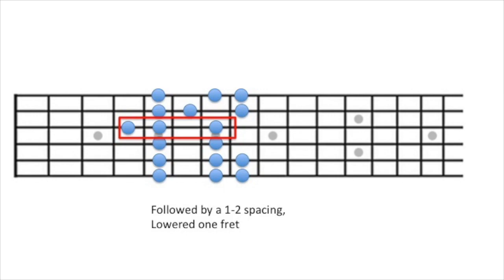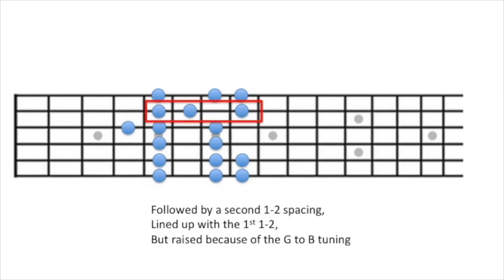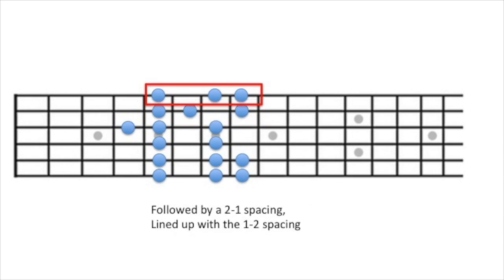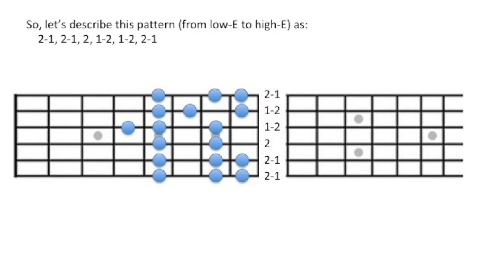After a 2, we always have a 1-2, which is started lower by 1 fret. This is always followed by a second 1-2, which is aligned to the previous 1-2. In this case, we have to raise the 1-2 spacing because of the tuning between the G and B strings. Finally, the 2 1-2s are always followed by the first 2-1, aligned to the 1-2. We're going to see that this pattern is the same for all of the scales or modes. The pattern just rotates to fit different scales. So let's describe this basic pattern as 2-1, 2-1, 2, 1-2, 1-2.